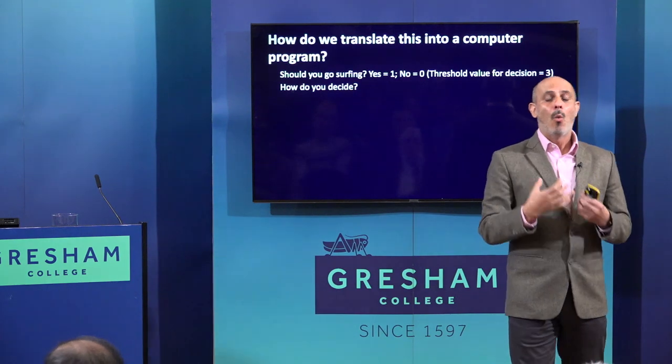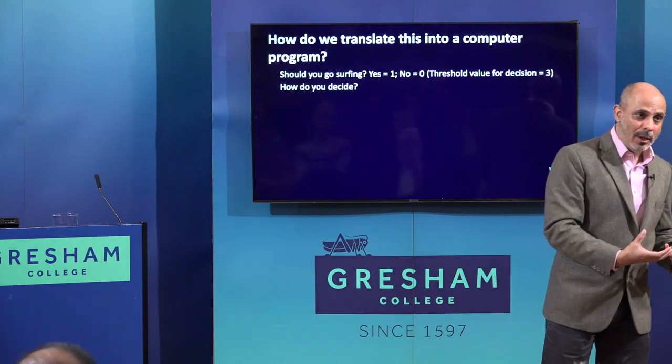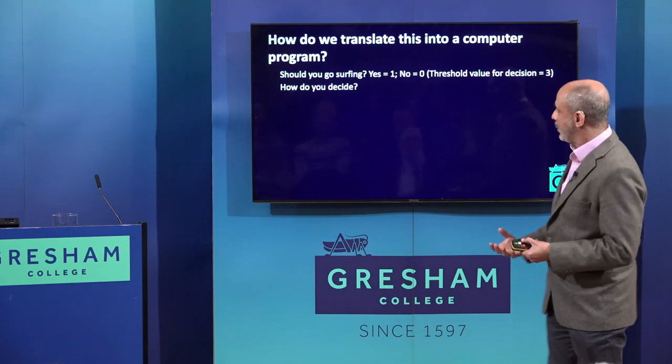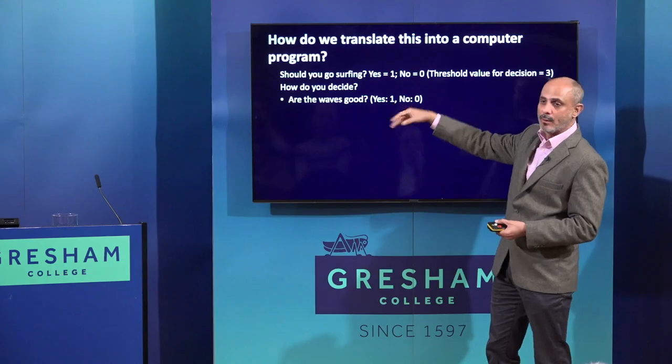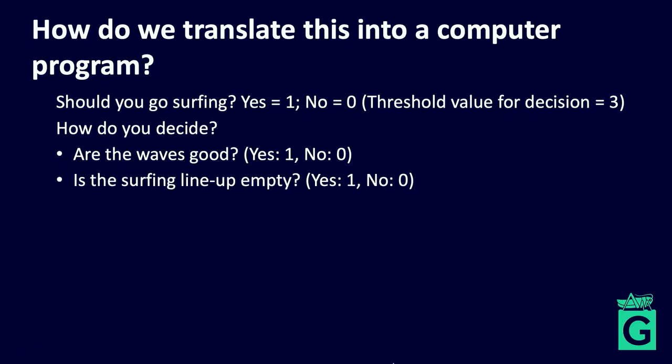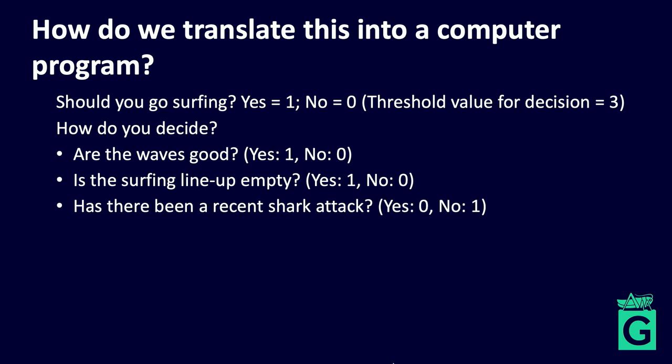First, you have to decide what are the parameters that are important for you in that decision to go surfing. For example, maybe how good the waves are. If it's really good, you give it one, if it's bad, zero. Similarly, is the surfing lineup empty? Are there lots of people waiting to go onto the waves? Here, if yes, then that's good because you want it to be empty. You want to be able to go out on the waves fast. No is zero. Third, has there been a recent shark attack? If the answer is no, then obviously you get a one. If it's yes, then you get a zero.